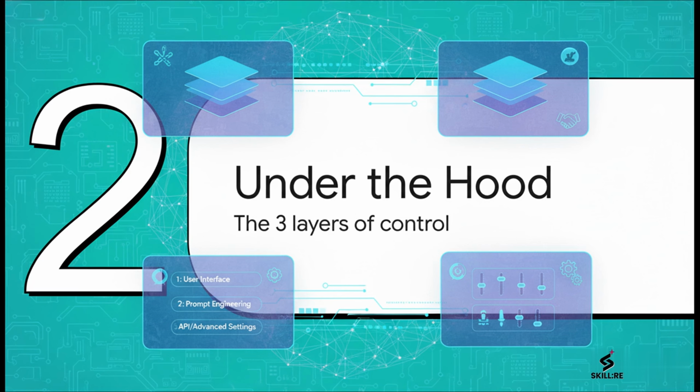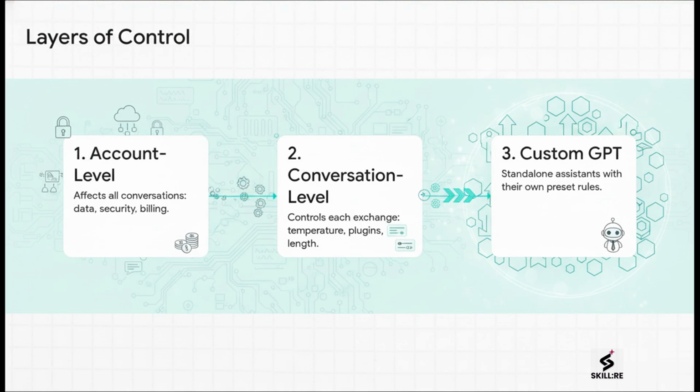To really become a master at this, you've got to understand that there isn't just one set of settings. Nope, there are actually 3 distinct layers of control. Just think of it like a hierarchy. At the very top, you have your big account level settings. This is stuff that affects everything. Data privacy, billing, the boring but important stuff. Down a level, you can control settings for each individual conversation. And then, at the most powerful level, you've got the settings for a dedicated, standalone custom GPT.